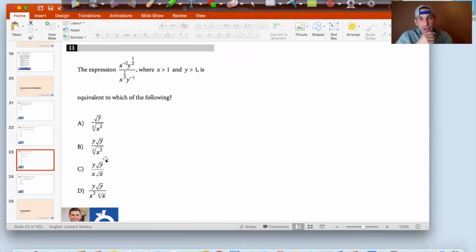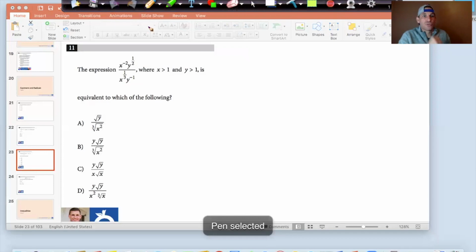All right, so here we are. Here's general radical rules 101, and then we're going to move on to the next major concept. So general radical rules says the expression x minus 2 and y to the 1/2. So here's what this question is really assessing.